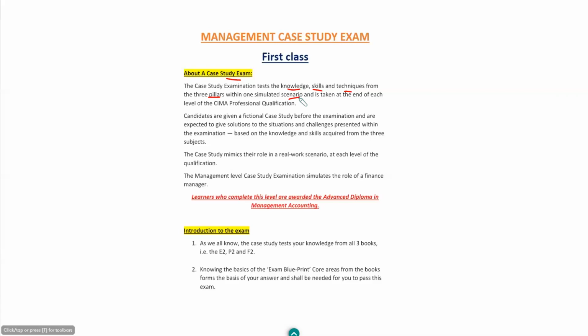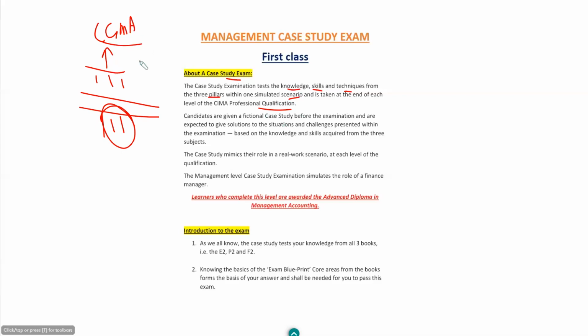All of your knowledge is then put into one simulated scenario in the exam, a real work-like scenario where you have to help with the problem. This is taken at the end of each level of the CIMA professional qualification. After your E2, P2, F2 exams or any exemptions, you take the management level case study, and then you move on to E3, P3, F3, take your strategic case study, and work towards your final goal of a CGMA.